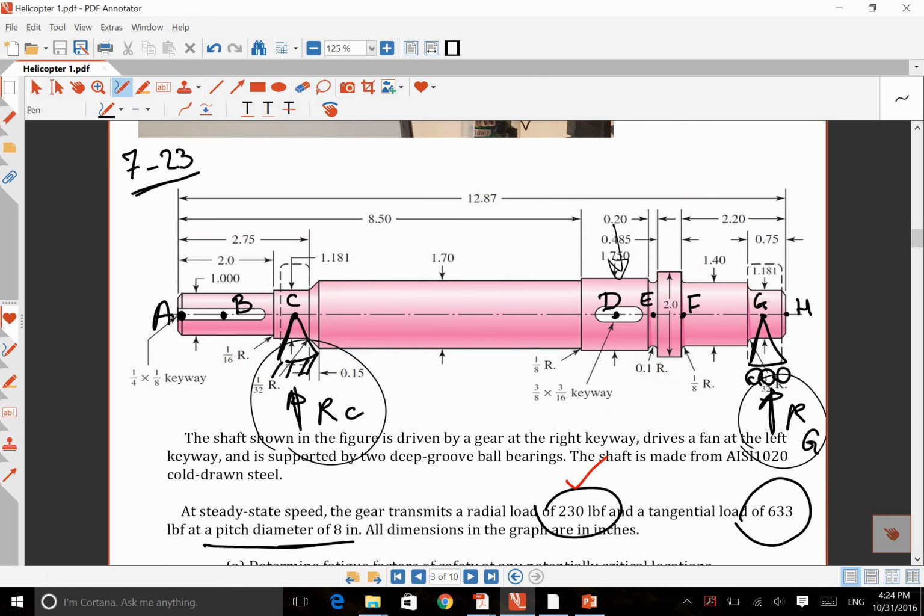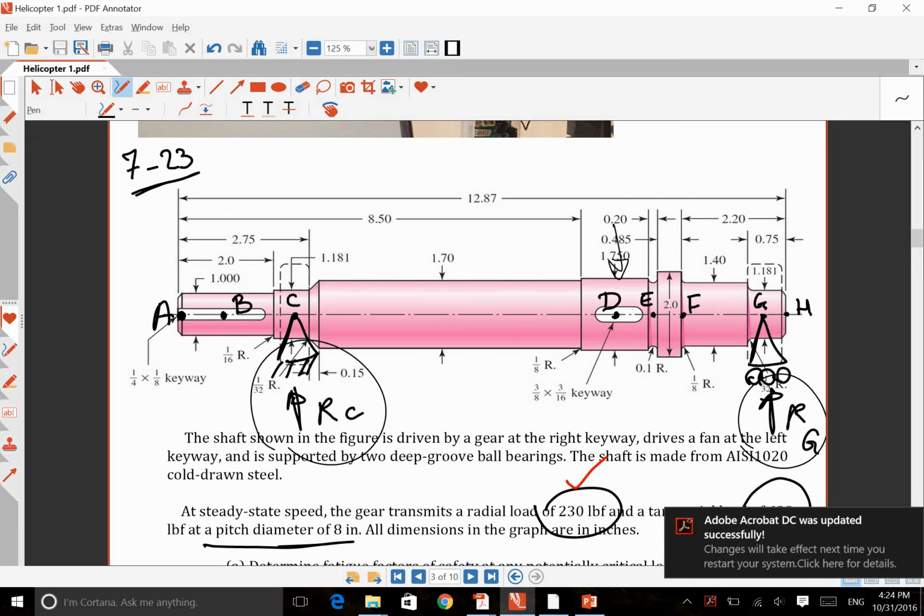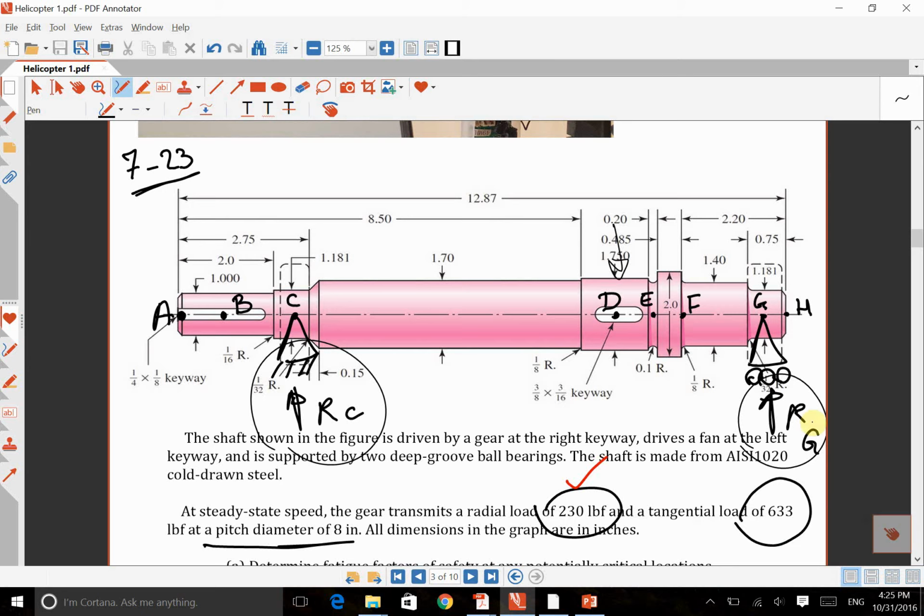We said that at points C and G we had bearings, so what can we do? We can put two reaction forces because of those bearings. At point D there is a keyway and the gear is attached to the shaft at this point. We have a couple of forces here that we found the resultant of and put at this point. Also at point B we have another keyway and the fan or the blade is attached to the shaft at this point.